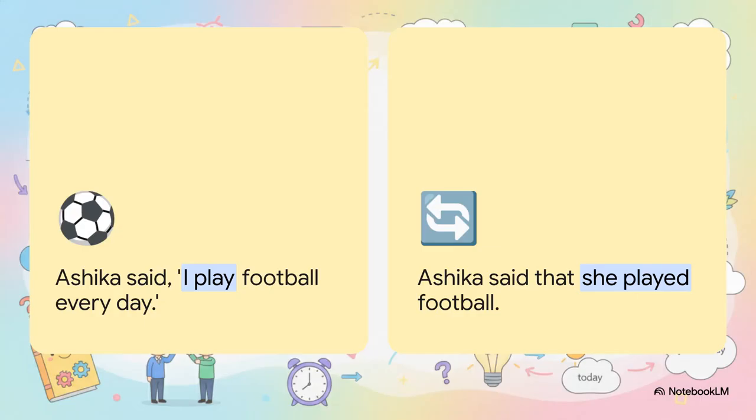Let's put that cheat sheet to work with Ashika. Her direct quote is in the simple present tense. "I play football every day." Now, when we report that, watch how the simple present verb play just steps right back into the simple past, played. Ashika said that she played football every day, just one step back in time.